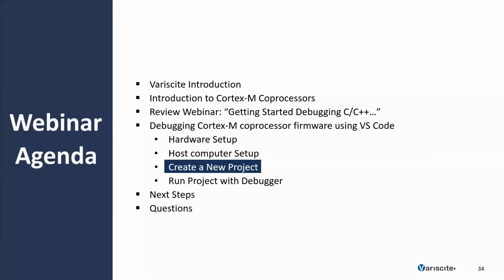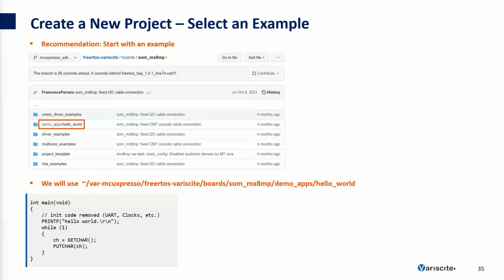Okay, finally, after setting up our hardware and development computer with VS Code and installing the toolchain and SDK, we're ready to create a new project and open VS Code. So in this section, I'll introduce again some of the example firmware projects, and then we'll walk through how to configure VS Code to edit and compile the project. When creating a new project, in my opinion, it's always best to start from a known working example.